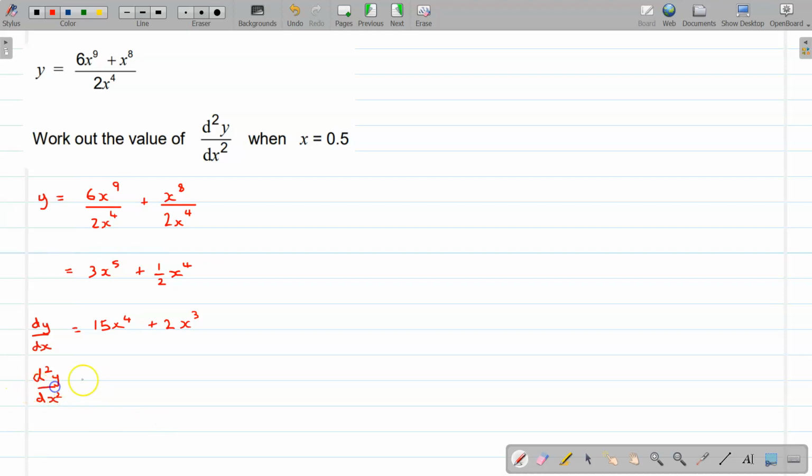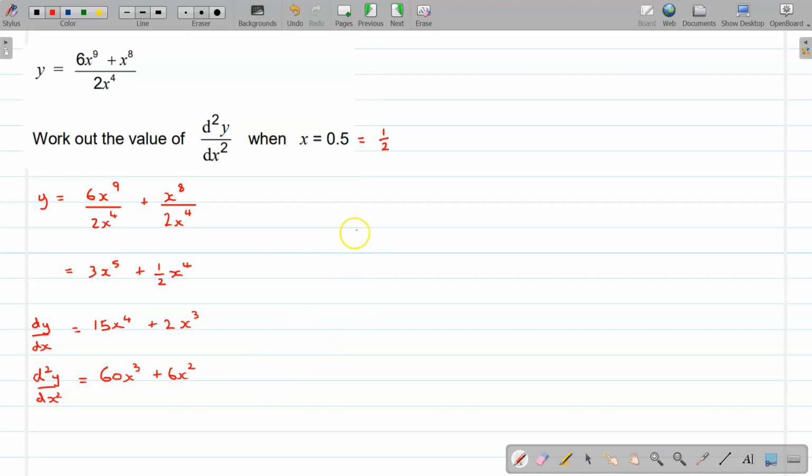And that will give us 60x cubed, and it will also give us 6x squared. And then we've got to find the value of that when x is a half. So I'm just going to use a half rather than 0.5.